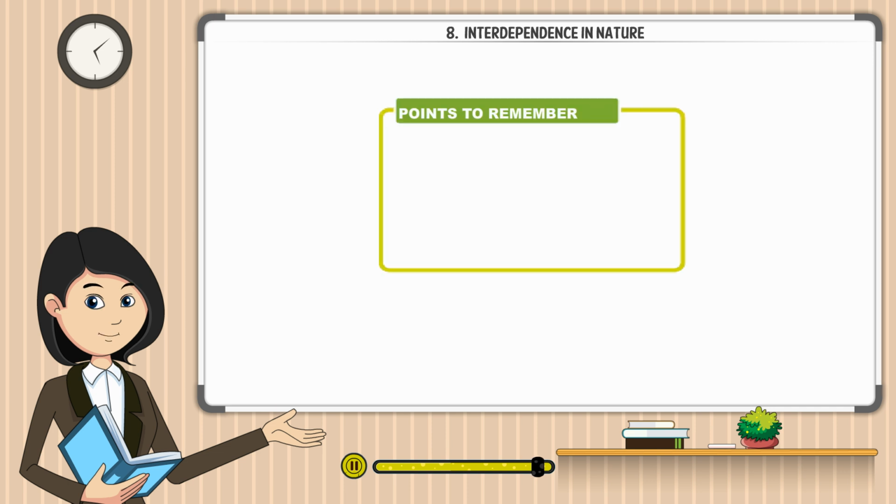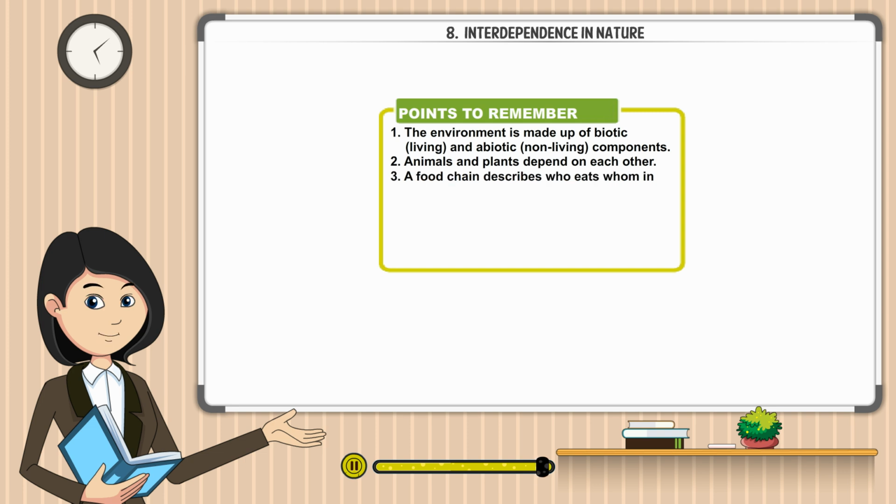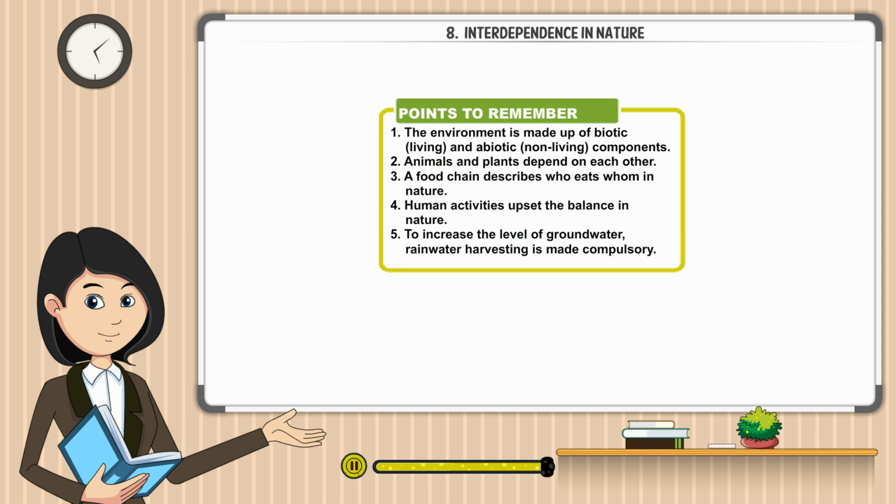Points to remember. The environment is made up of biotic (living) and abiotic (non-living) components. Animals and plants depend on each other. A food chain describes who eats whom in nature. Human activities upset the balance in nature. To increase the level of groundwater, rainwater harvesting is made compulsory.